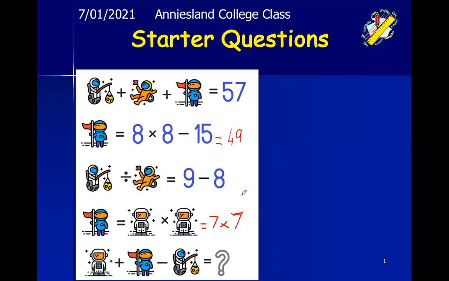So 7 times 7, so we've got this as 7 plus. We've got this as 49. The only one missing is this one. So how do we go about this? So I've got here 49, yeah? How do I find these two? I've got something here. What's 9 take away 8?